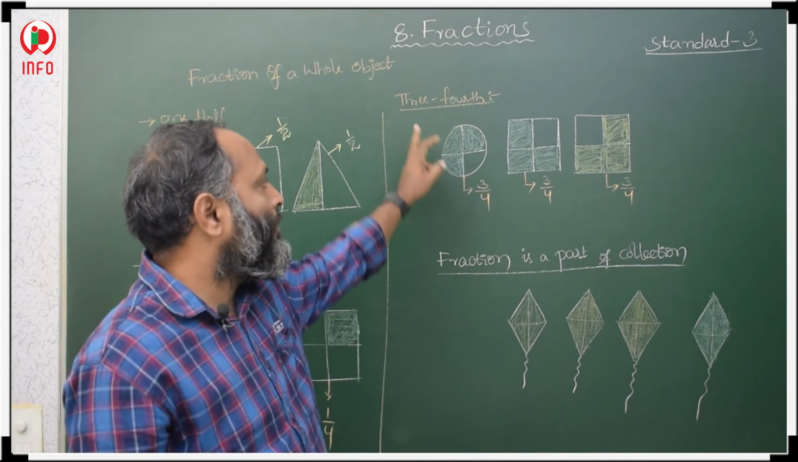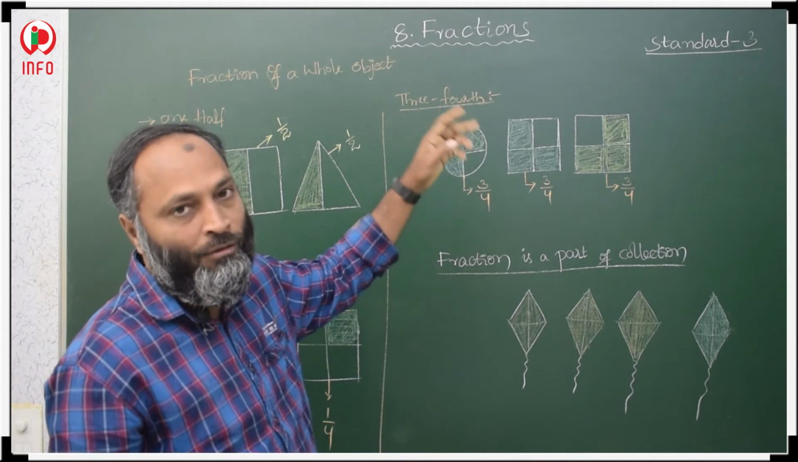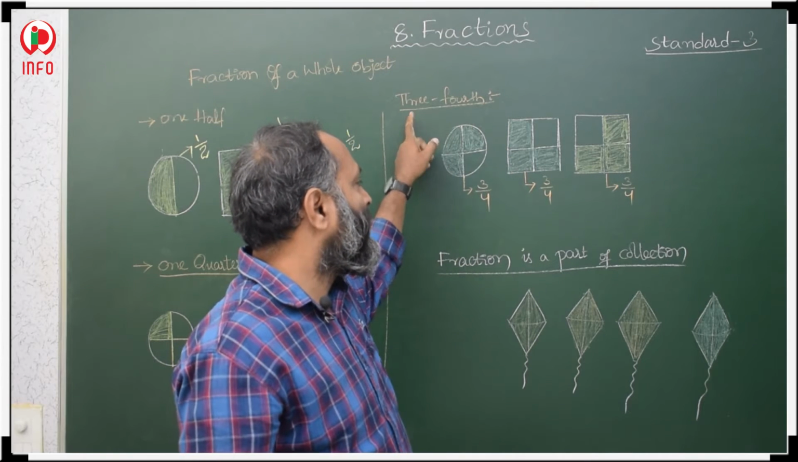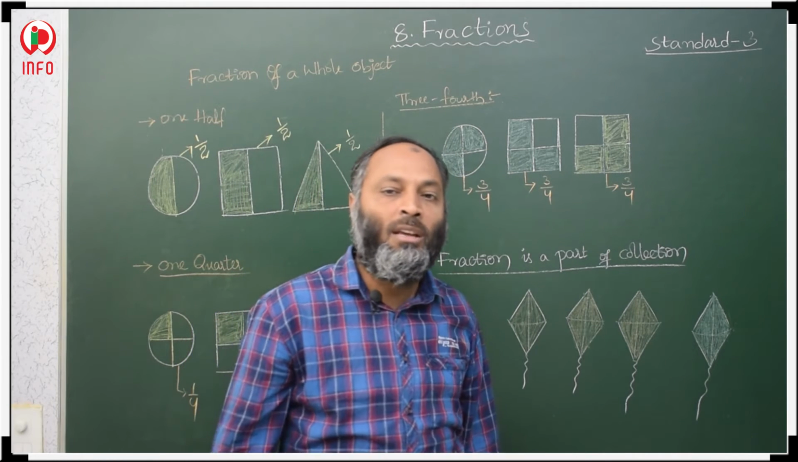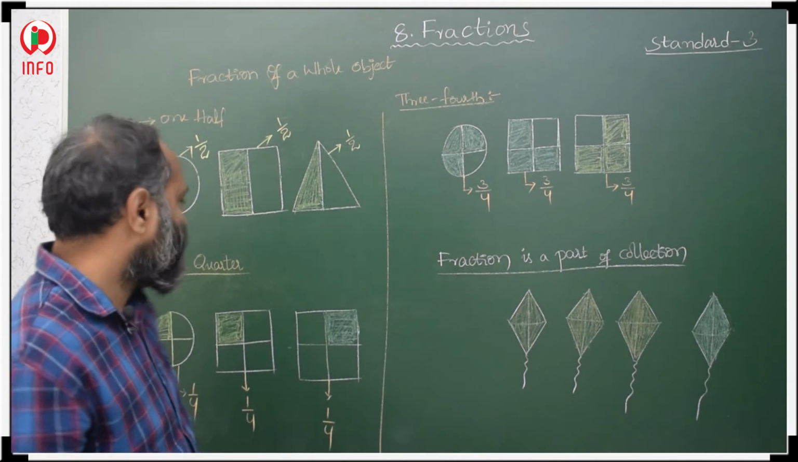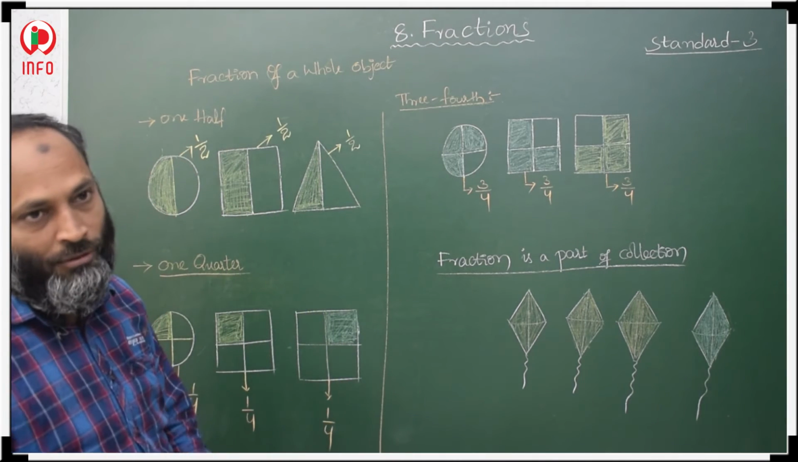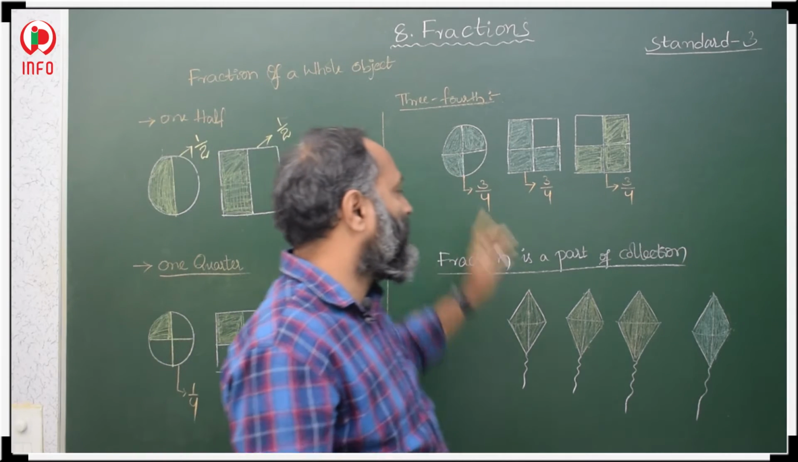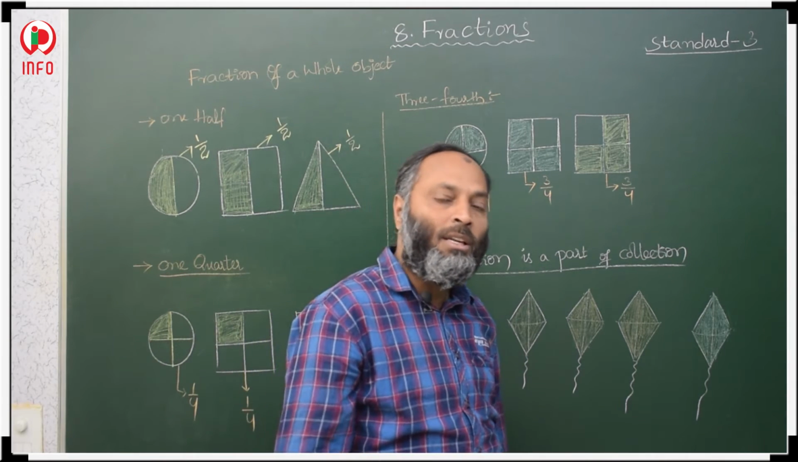Then 3/4, it is called 3/4. If you make 4 equal parts and shade 3 parts, that is 3/4. So 1/2 means 1 by 2, a quarter means 1 by 4, and 3/4 means 3 by 4.